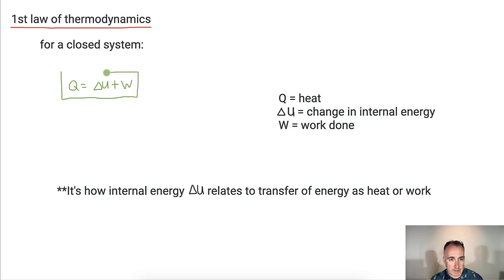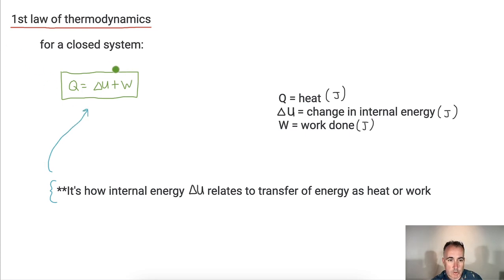Let's look at this here. Q is the heat that's been transferred. Remember, heat is in joules. It's going to equal the change in internal energy, which is also in joules, plus the work done, which is also in joules. So can you see, everything's in joules, right? You've got joules equals joules plus joules, so that's good. And basically, it just explains how internal energy relates to the transfer of energy as heat or work. This sort of explains the equation.